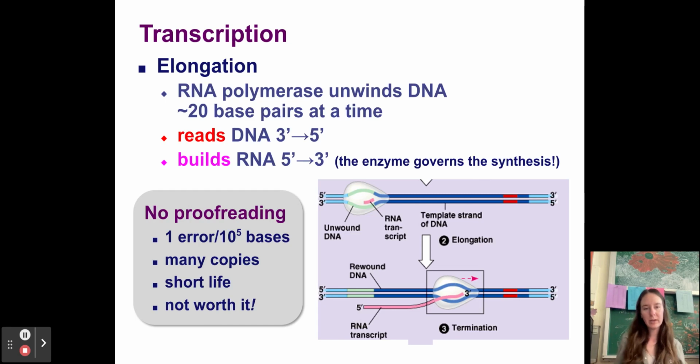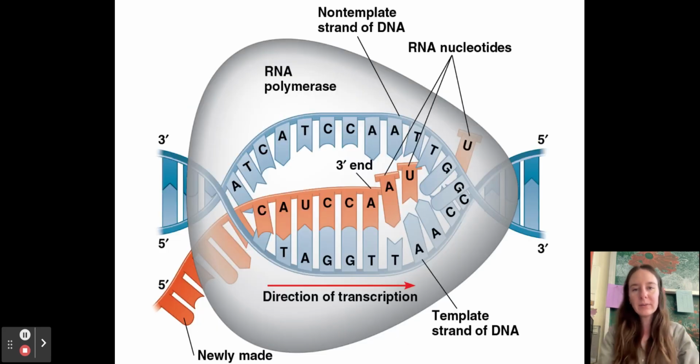Now, there's no proofreading like there's proofreading in replication because there's not many errors. We're also making many, many copies of the mRNA. The mRNA has a very short life. It's going to be used, and then it's going to be basically degraded very quickly after we build our protein, so it's not worth it to proofread. If there is some sort of mutation or error, only one protein is going to be affected. It's not going to affect the entire body. So there's no proofreading here.